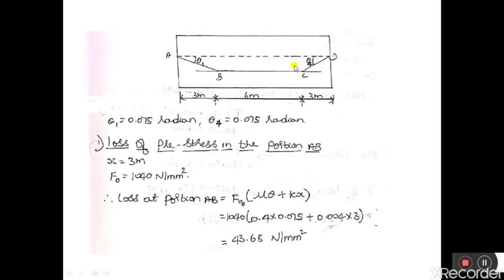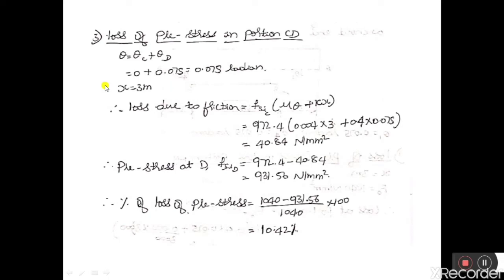So X is equal to L, so L is equal to 3 meter. From C to B, the span is 3, so X is equal to 3. Therefore, loss due to friction, FSI at C. FSI at C means we are calculating the loss of friction between C to D, and we know the initial pre-stress at C, which is 972.4 Newton per mm square. So the formula is FSI at C into mu theta plus K into X.